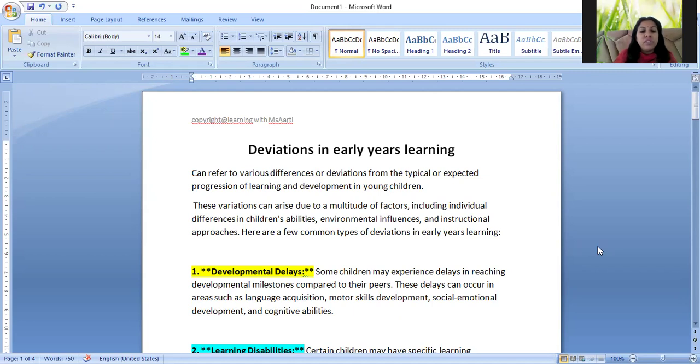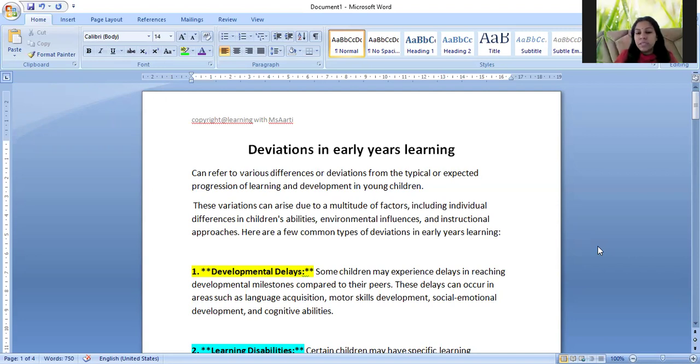These variations can arise due to a multitude of factors. So I believe that you all agree with this, that there are so many factors which are actually involved in it, including individual differences in children's ability. This is one of the most important and frequent ones.